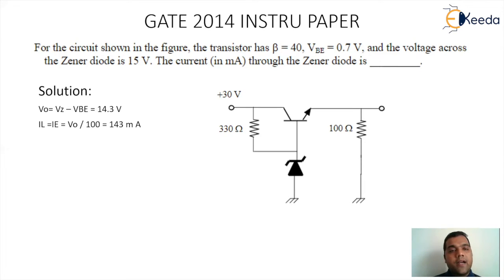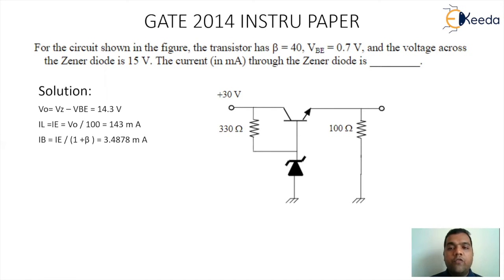So the emitter current is now 143 milliampere. The value of IL current, that is 143 milliampere, is going to be the same as the emitter current. So we got the value of emitter current as 143 milliampere. You can find the value of base current easily by taking the value IE divided by 1 plus beta. So the value will come as 3.4878 milliampere. That is the value of base current.